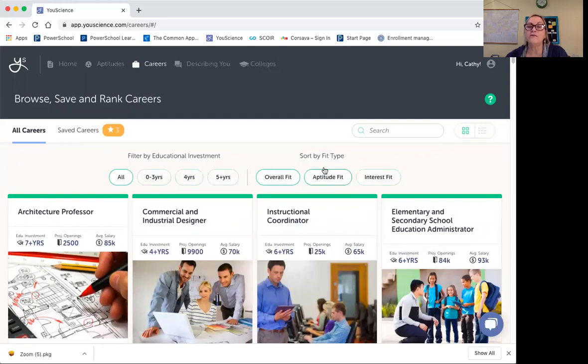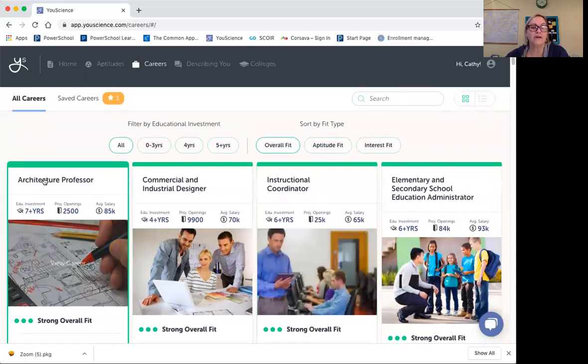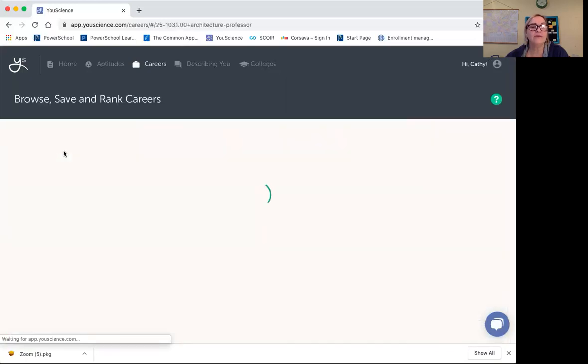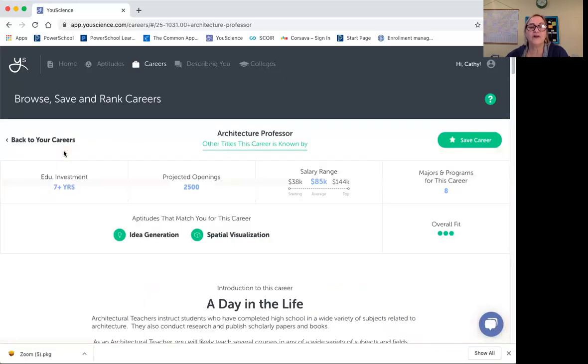And they can also be filtered by fit type. I'll show you that in a couple of minutes. But let's just look. I never thought of being an architecture professor. So let's see what we can see when we go on the architecture professor card.